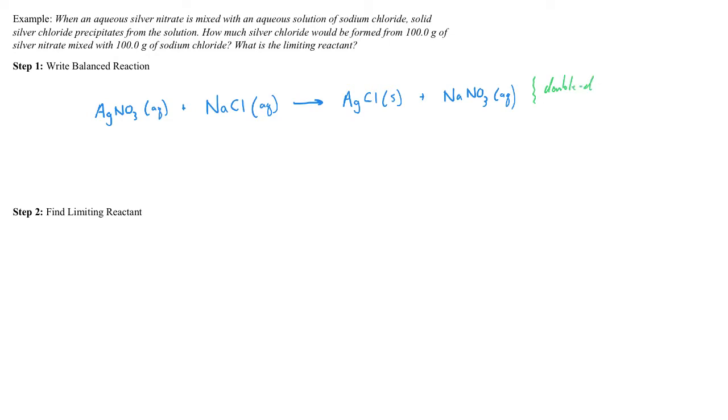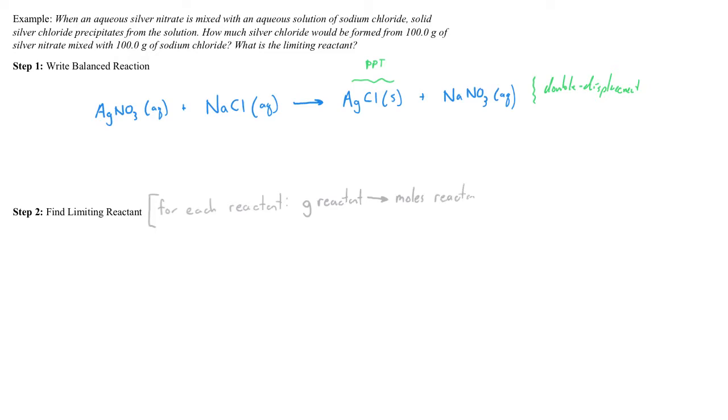So it's already balanced. Now what we're going to do is try to determine which of the reactants on the left, silver nitrate or sodium chloride, is the limiting reactant. And remember, the limiting reactant is the one that produces the least number of moles of product. So let's go ahead and determine the limiting reactant. To determine the limiting reactant, for each of the reactants, we are going to convert the grams of the reactant into the moles of the reactant. And to do this, we're going to use the molar mass of the reactant. Once we have the moles of the reactant, we can convert that into the moles of product using the coefficients from the balanced chemical reaction.